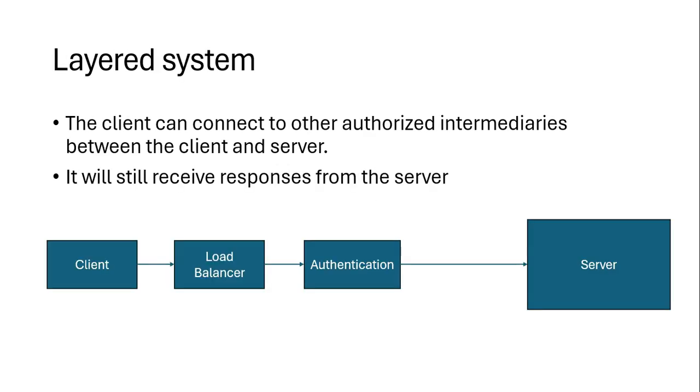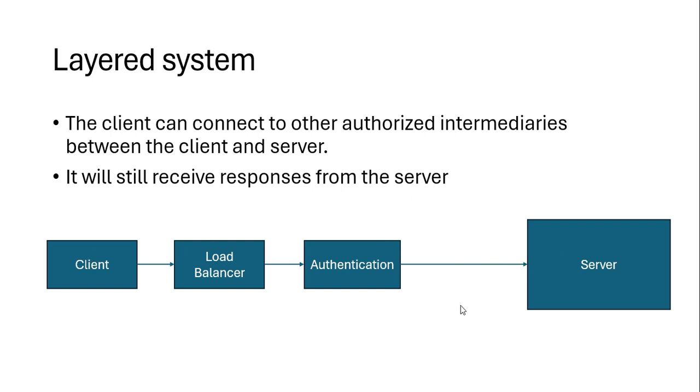Next we'll discuss the layered system. A client can connect to any authorized intermediaries between client and server. So the communication between the client and server may not be direct; there may be layers between them. For example, a client may send a request to a load balancer, an API gateway, or an authentication layer, and it will still receive the responses from the server. So there can be layers between client and server in this way.